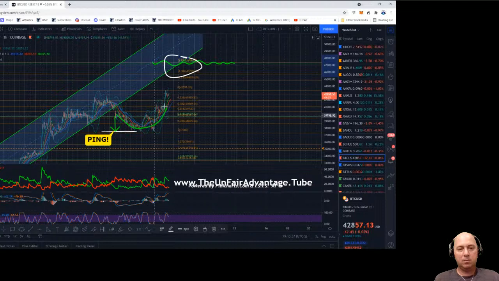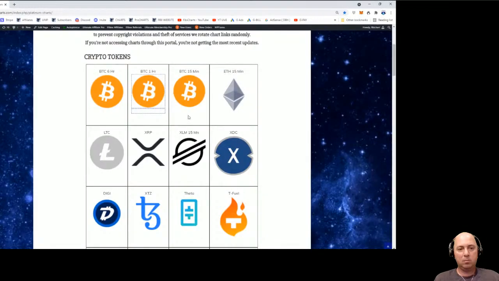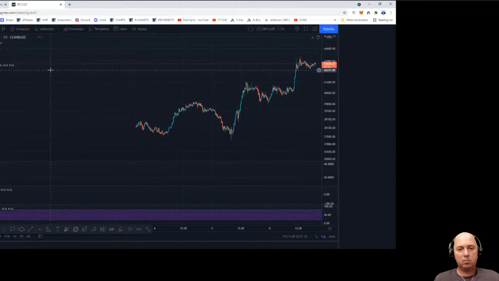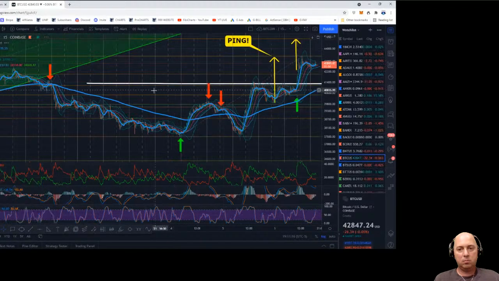So to kind of finish out this chart before we jump on to the next one, I expect probably about 47 to be where we're going to get. We'll zoom in on a couple of other charts here and see if maybe we can get a little more consensus on the 15-minute, see if we get anything like that.